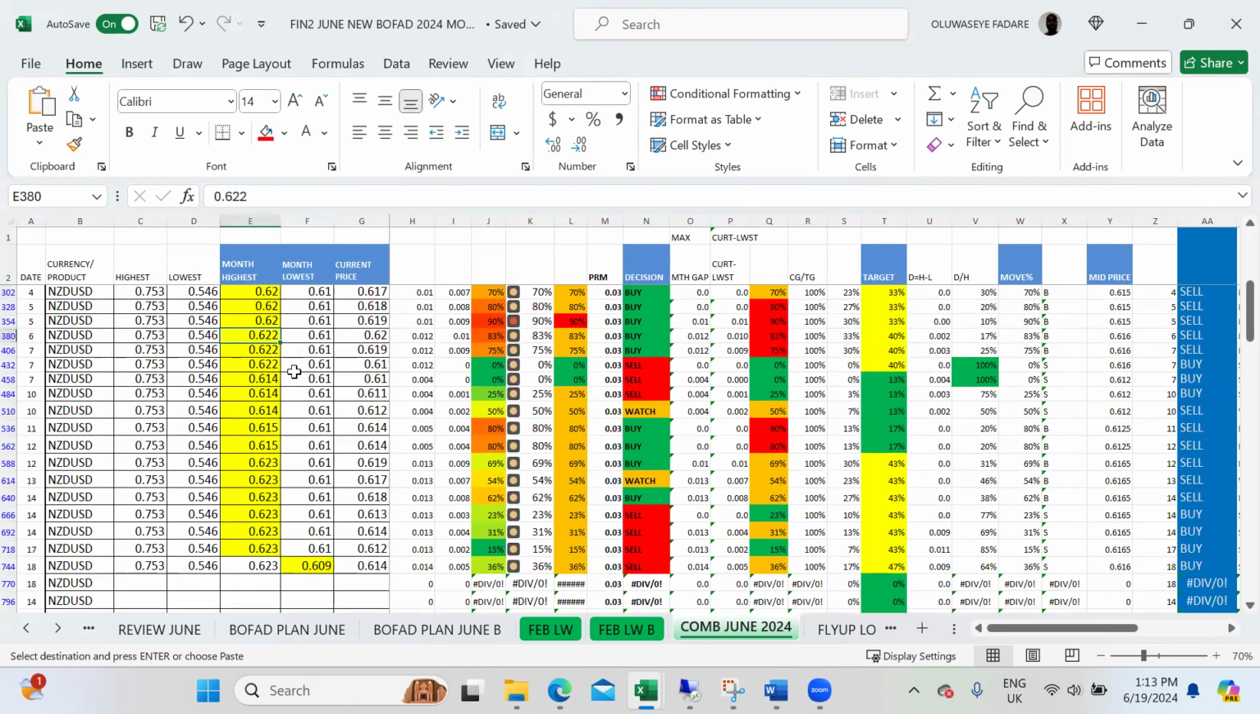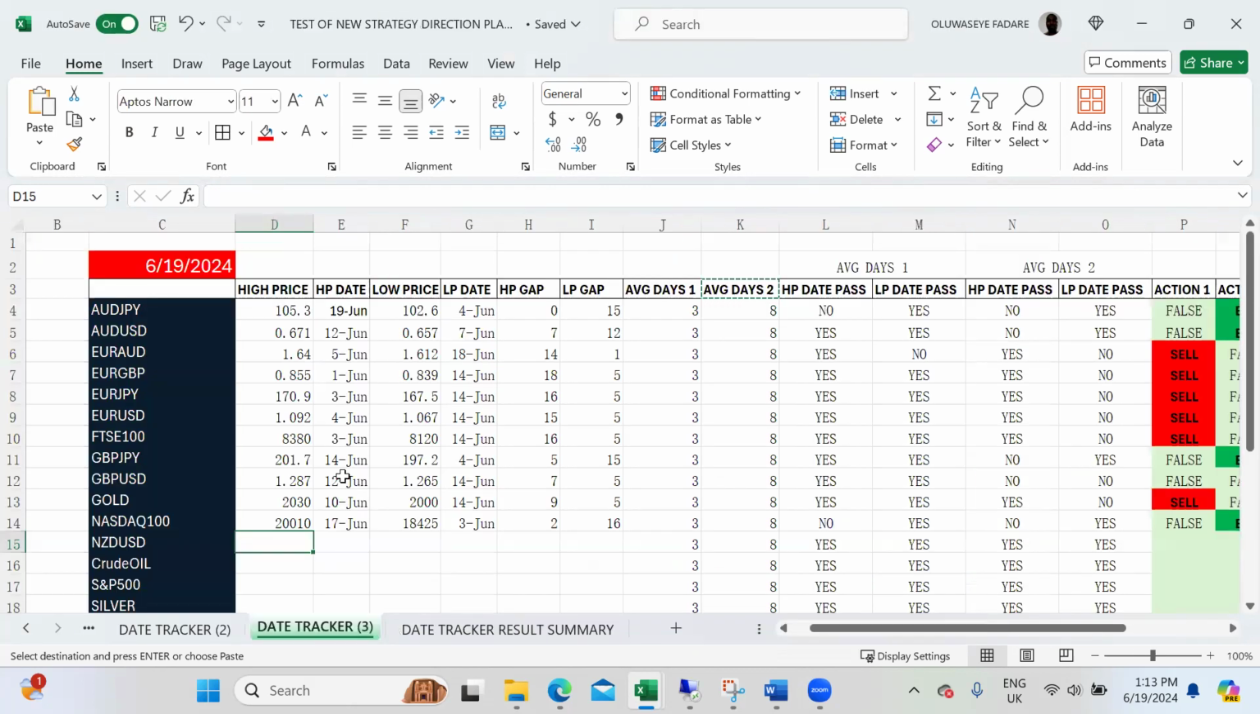So you can see here, we have 0.622, which was on the 6th. Oh, sorry. We have another price above it, 0.623. So 0.623 is achieved on the 12th. That's the high price for New Zealand USD.